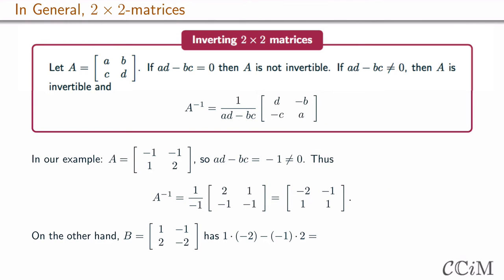But here's another example. Now let's look at the matrix B equals 1, -1, 2, -2. If I multiply the two diagonal elements with each other, I get 1 times -2, and I need to subtract from that the product of the other two elements, so -1 times 2, and I find myself with a 0. So this matrix has AD minus BC equal to 0 rather than not equal to 0, and it turns out this matrix is not invertible.